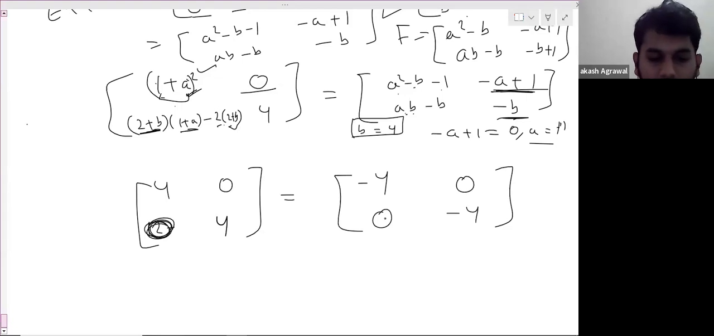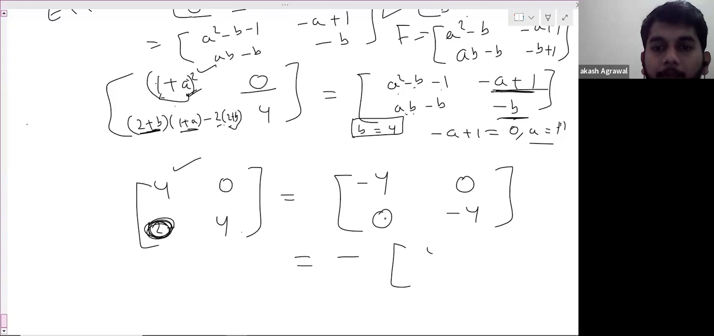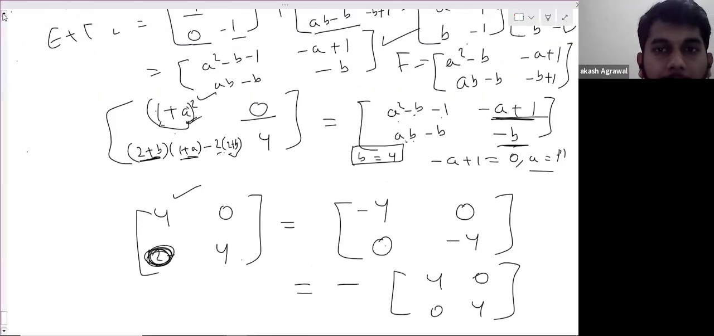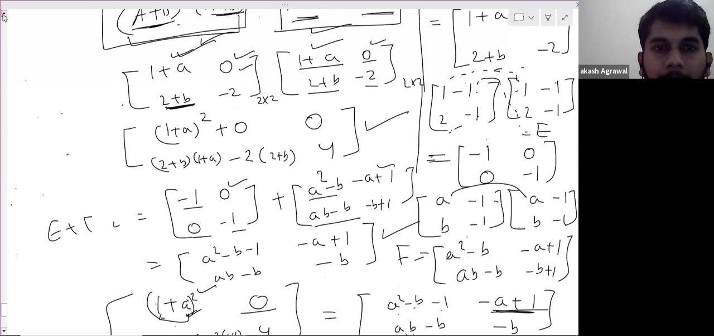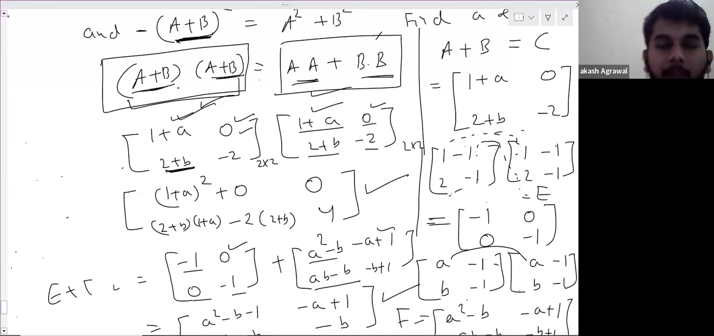Did I give you the question wrong? No. Okay, I think I missed some negative sign somewhere. So you can see the elements are matching, just the negative sign. So this is minus of 4, 0, 0, 4. So either the question is missing a negative sign, you can write a negative sign here. This is minus of this, is equal to that.